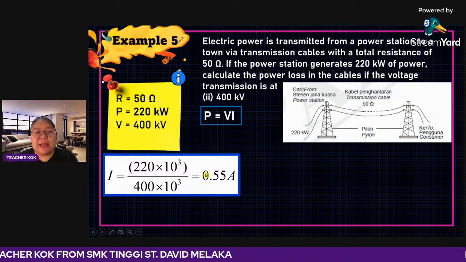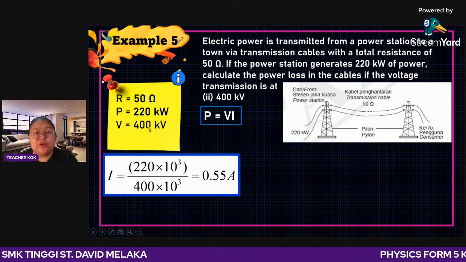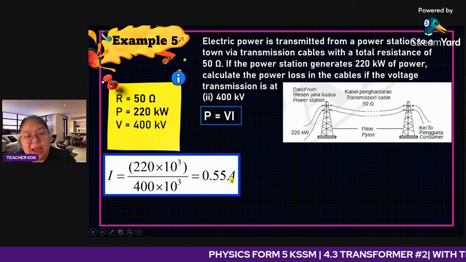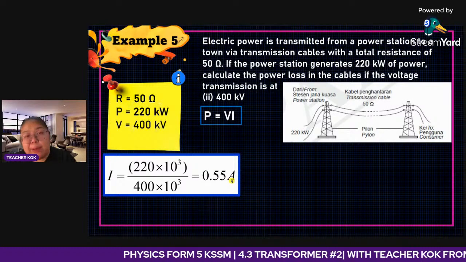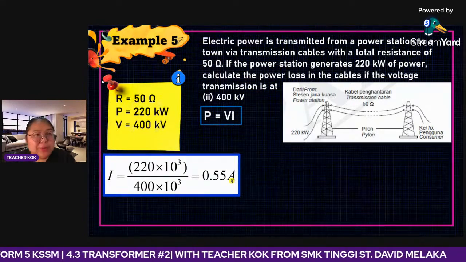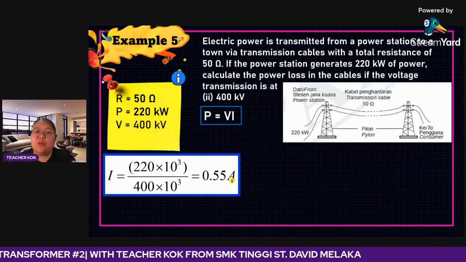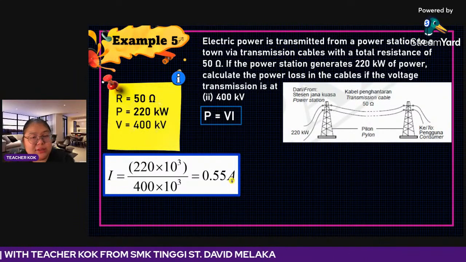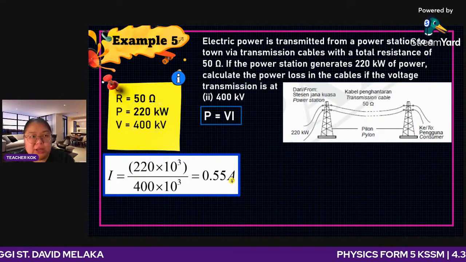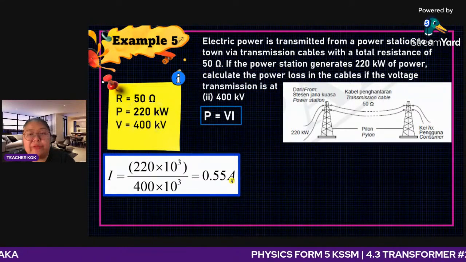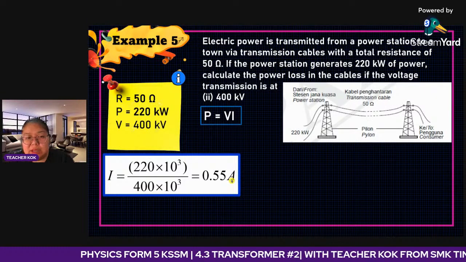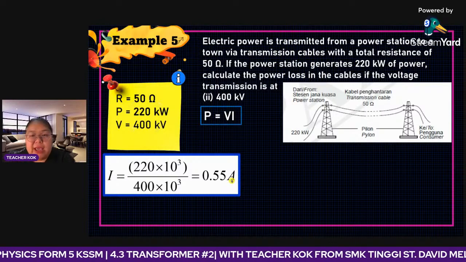So this one, they step up the transformer to make the voltage become 400K. So the current transmitted becomes less, 0.55 ampere only. The last one, they ask you, power loss is how many? I want you to see the differences if they use high voltage and low voltage when they transmit from the power stations. So what's your answer if I'm using the 400K?